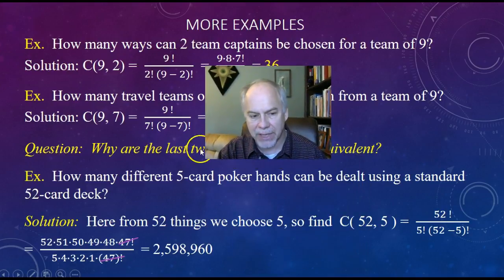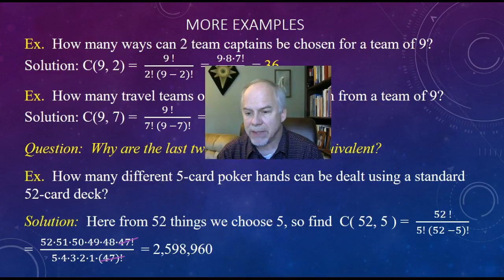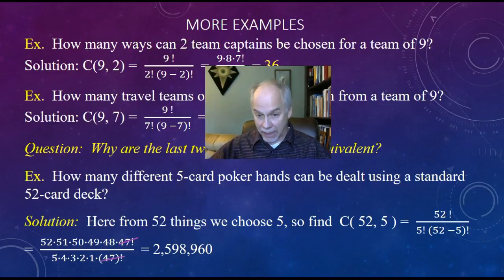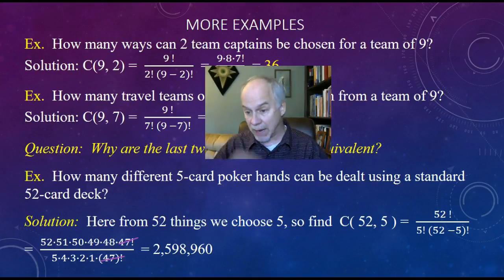All right, let's look at another example. How many different 5-card poker hands can be dealt using a standard 52-card deck? Okay. Now, when you are dealt a poker hand, does the order of the cards in your hand matter? No. The order doesn't matter. It just matters which cards you get. You can rearrange them in any order in your hand. That doesn't matter. What matters is the cards you get, not the order. All right? So this is combinations.